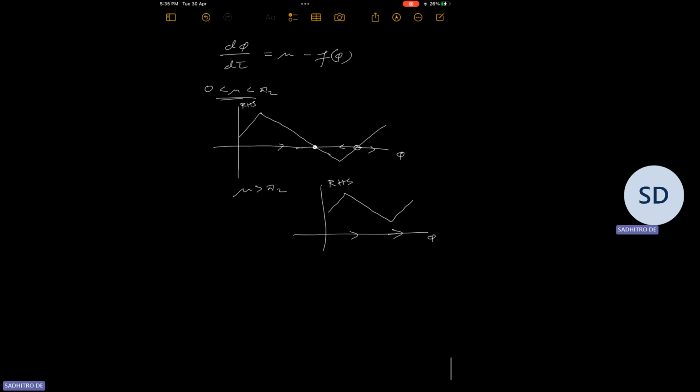Yeah, so the screen broadcast had stopped in between. So this is what happens for mu between 0 and pi by 2. There are two fixed points. So there is synchronization, and when mu exceeds pi by 2, there is no synchronization, and there is simply a phase drift due to the absence of fixed points.